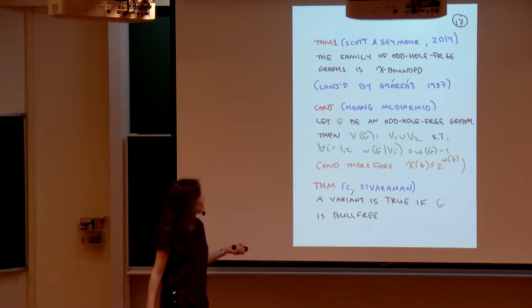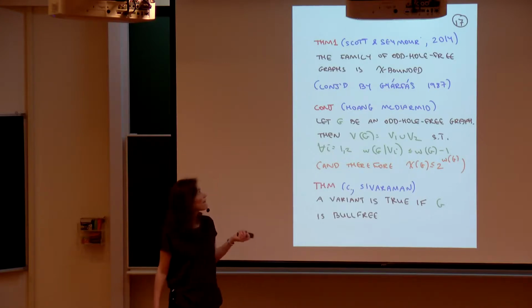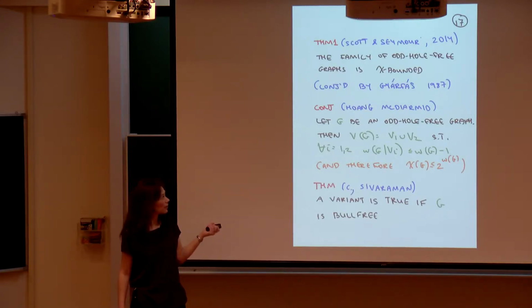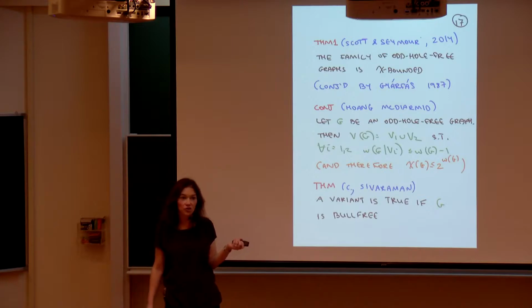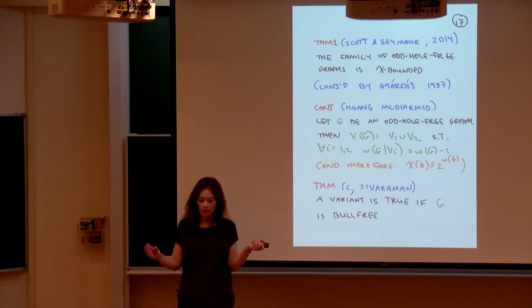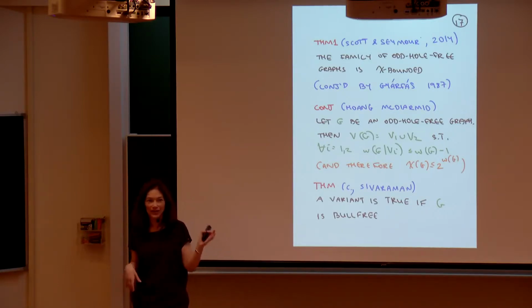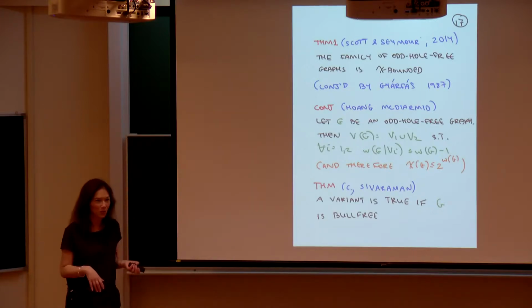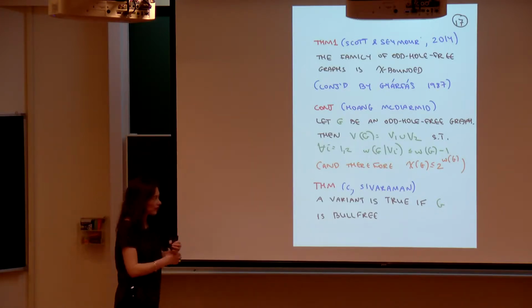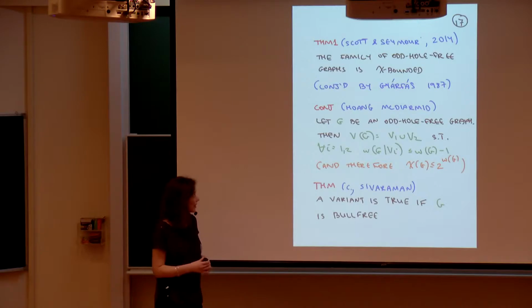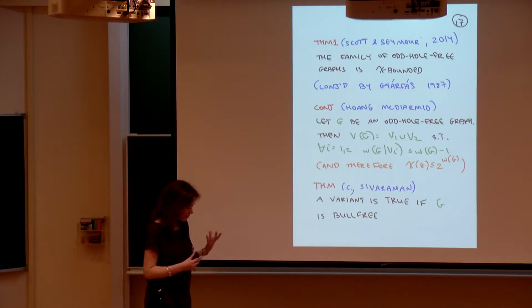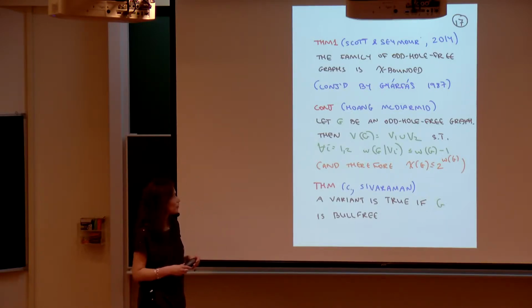So first of all, the first theorem, that the family of odd holes is chi-bounded, was proved by Scott and Seymour in 2014. And again, it's not a structure theorem. Like the proof of the strong perfect graph theorem, we don't have a structure theorem, but we have some structural description. Their proof is not in any way a description of the structure of graphs with no odd hole. It's really a proof that focuses on proving that the chromatic number is bounded.